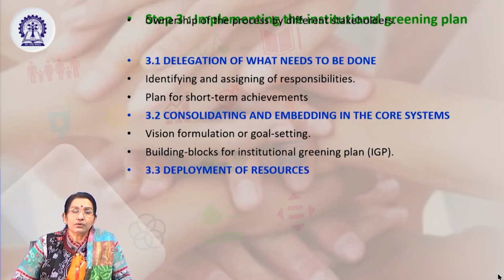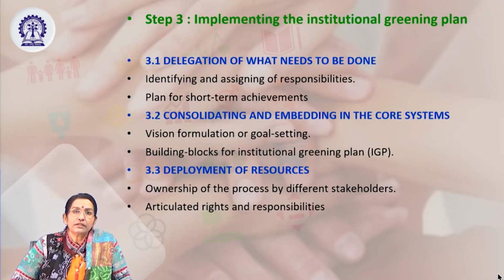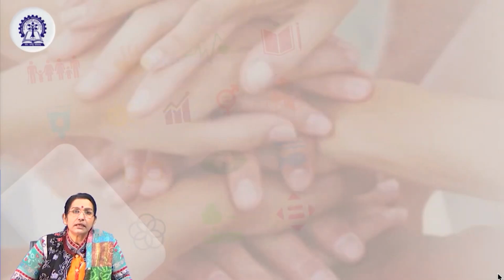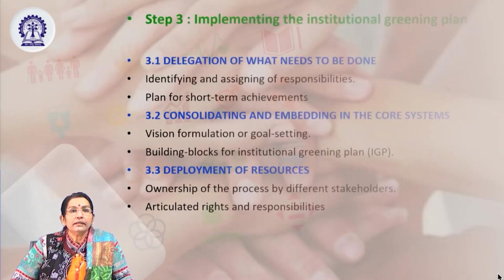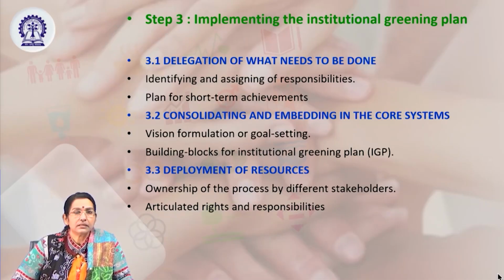Then the deployment of resources, which means ownership of the process by the different stakeholders. The stakeholders who will be engaged and assigned different tasks are supposed to take responsibility and be accountable for this kind of action plan. So, the articulated rights and responsibilities of the different stakeholders, and their accountability, everything should be spelled out, delegated, clearly mentioned and practiced.